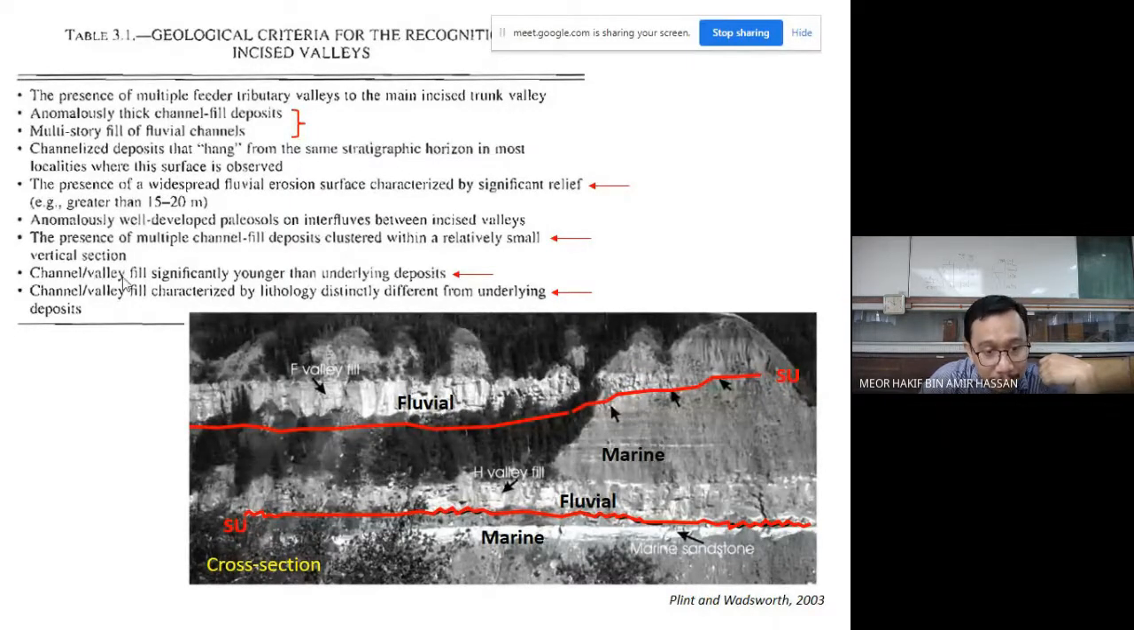But channel or valley fill is significantly younger than the underlying deposits. So they're older here and younger here. And there's going to be an age gap. Maybe 1 million years is gone, 100,000 years. And we need fossils to determine that. What else? Channel and valley fill usually is characterized by lithology distinctly different from underlying deposits. You have marine shale at the bottom and fluvial deposits at the top. So it's distinctly different.